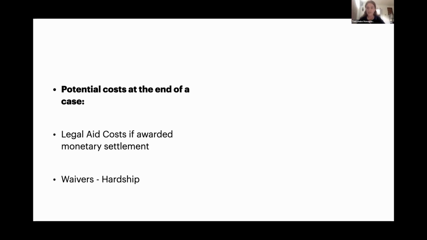The waiver of costs is based on hardship. So you have to be able to explain to the court or to the Legal Aid Board that if this money is retained, I will suffer a financial hardship. It's not as simple as saying, I need this money for X or Y. You have to explain the financial hardship and the purpose of that.